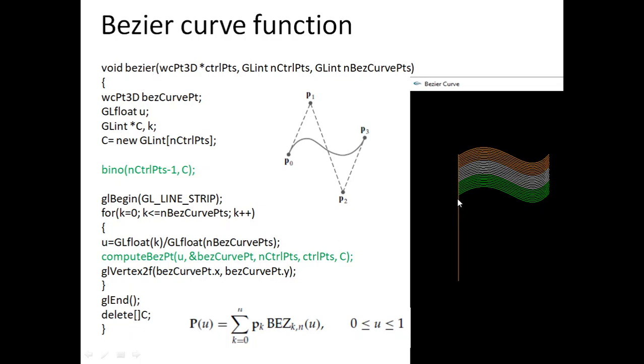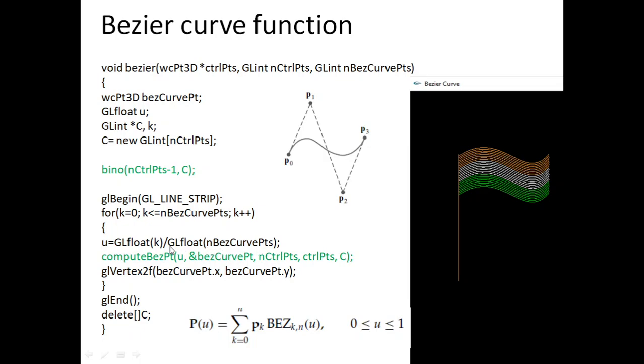What is a line strip? The first line will be drawn with 2 points, and the third point will get connected to the previous point. Like that, the full line strip will complete a curve. So glBegin, glEnd, for k equal to 0 to n Bezier curve points. For 20 curve points, this for loop will run. So each time we are calculating the Bezier curve point, u. So you know the formula, u equals k by n Bezier curve points.